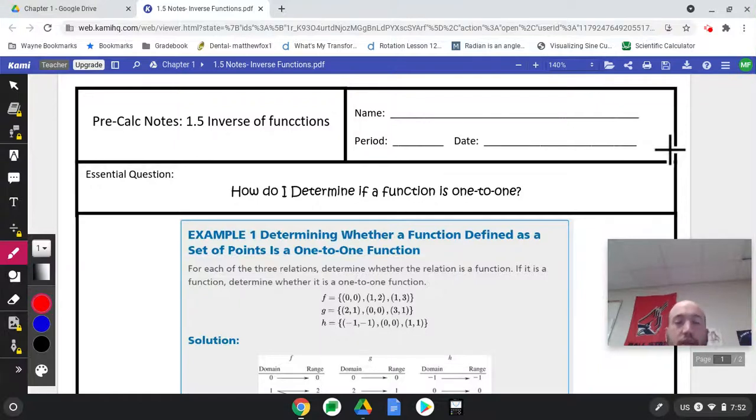And good morning. Today we are going to touch back on functions. And as you see, it looks like I misspelled it here with an extra C, but the inverse of functions we're going to talk about. Now, before we do that, let's touch back again on what it means to be a function and also how we determine if it is one-to-one.